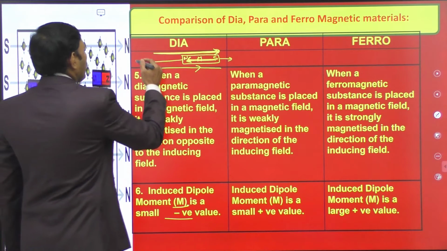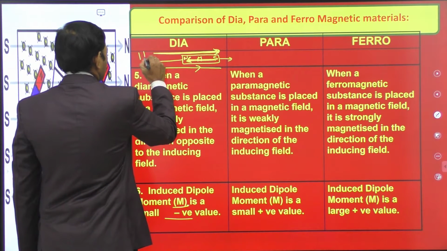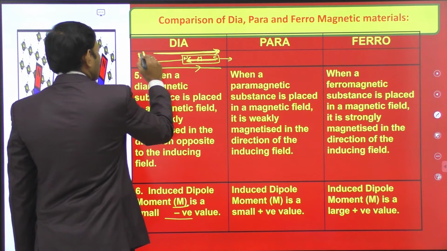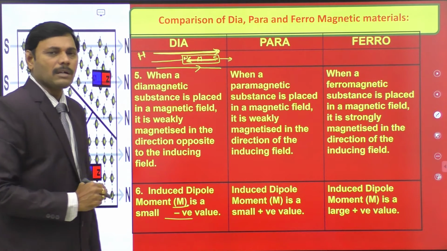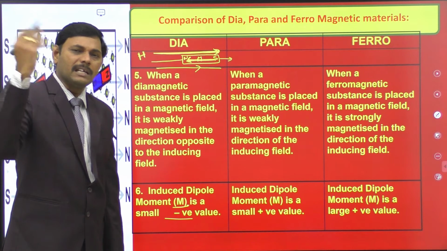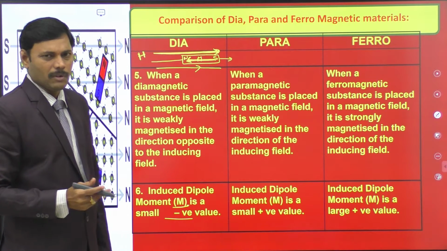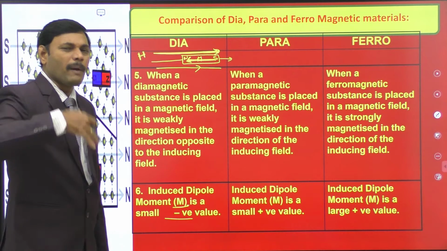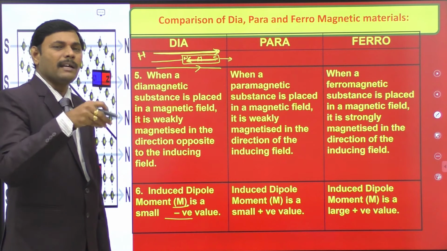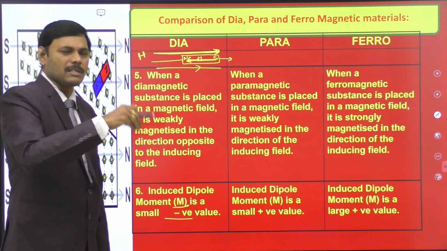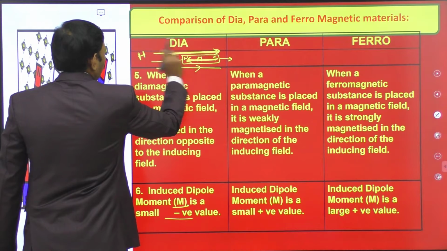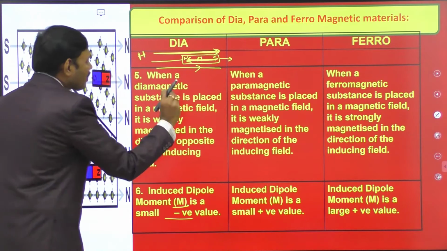Suppose the applied value is H, magnetizing force or magnetic intensity or magnetizing field. In previous parts of our videos, we clearly described these definitions. So the magnetic intensity or magnetizing field applied is H. Then the magnet gets magnetized. The diamagnetic substance gets magnetized in a very small amount compared to H, in the opposite direction.